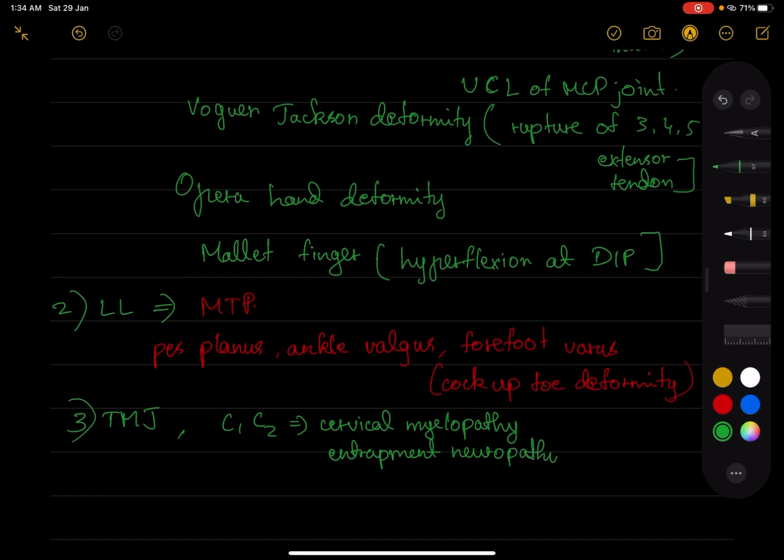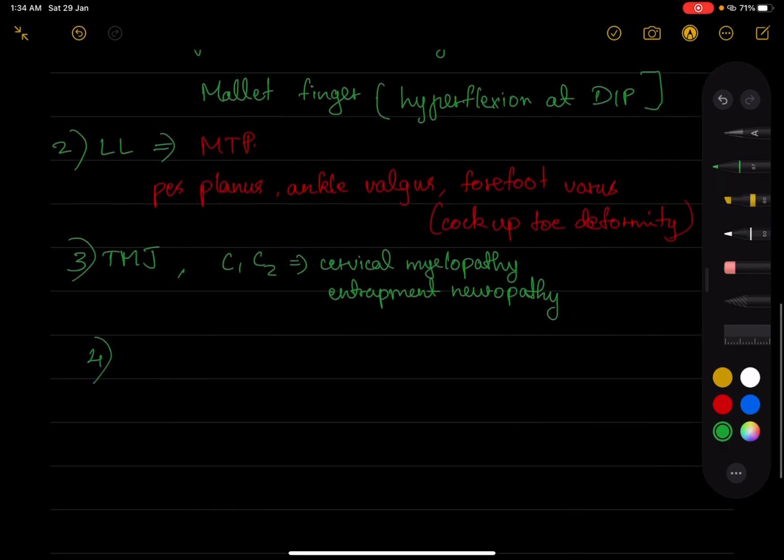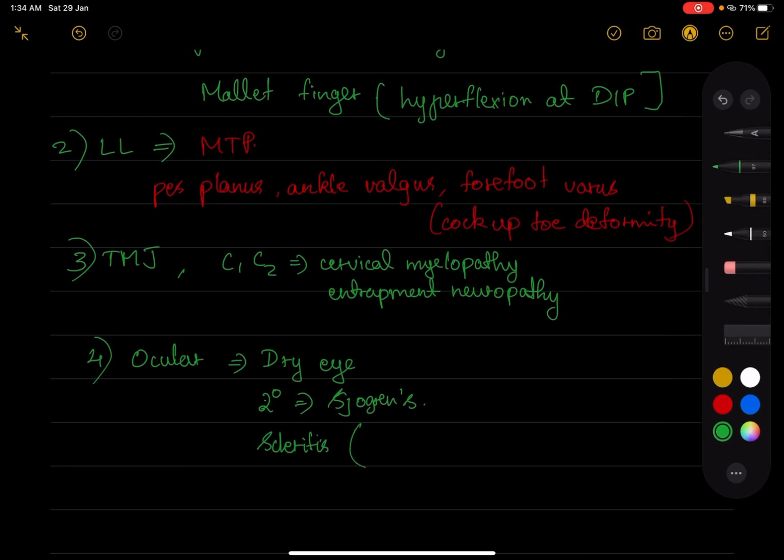The next part which is affected is ocular. In ocular manifestation, the most common one is dry eye, and the second most common condition which can be caused because of rheumatoid arthritis is Sjogren's. There can be manifestation of scleritis, which is not that common. It is seen in chronic rheumatoid arthritis, but even if scleritis or episcleritis, even conjunctivitis can happen, uveitis will never be seen in rheumatoid arthritis.